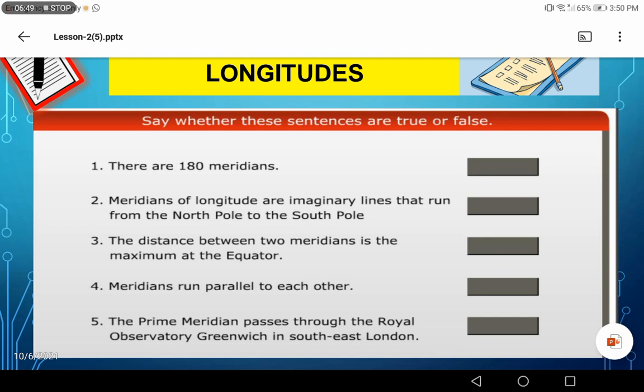5, 4, 3, 2 and 1. The distance between the two meridians is the maximum at the equator. 5, 4, 3, 2, 1. Meridians run parallel to each other. 5, 4, 3, 2, 1. The prime meridian passes through the Royal Observatory, Greenwich in southeast London. 5, 4, 3, 2, 1.